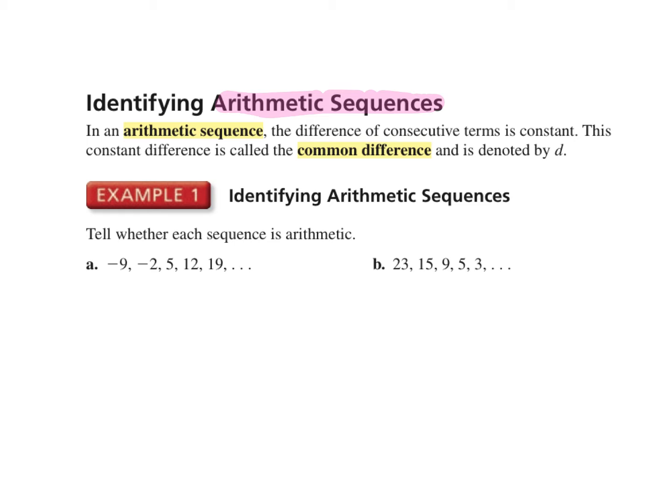So if we started out with a number, you add 2, add 2, add 2, add 2 to get to the next term. That 2 is called the common difference. That same number that you add each time, we call it the common difference. If you're not adding the same number each time to get to the next term, it's not an arithmetic sequence. So in example 1, it says, identify the arithmetic sequence, tell whether each sequence is arithmetic.